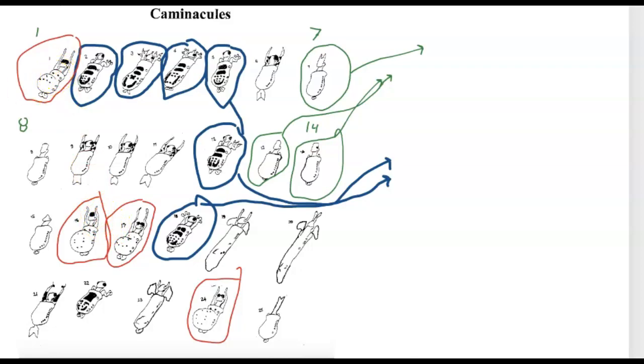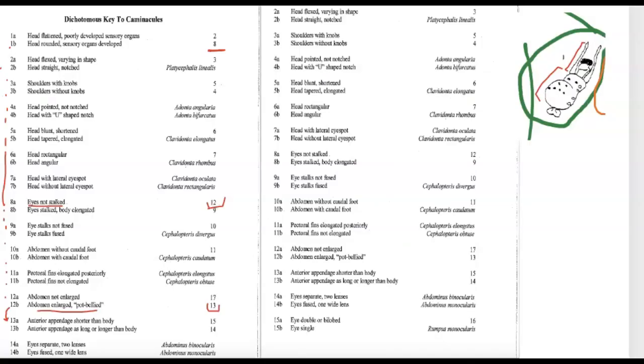This one, they look shorter than the body. So this is where you're going to see yourself split some of your caminacules in the pot-bellied group apart. Some of those caminacules will go to step 14, others will go to step 15. This step you need to highlight. What caused the caminacules to go to 14? The anterior appendage is as long or longer than the body. That is an important feature to highlight and to remember. This first split is your genus feature.